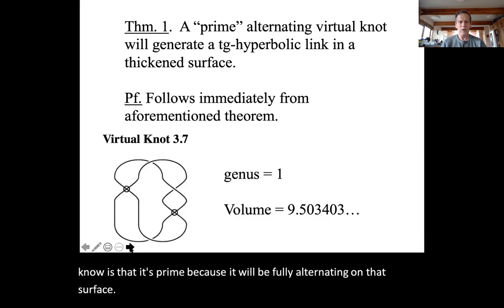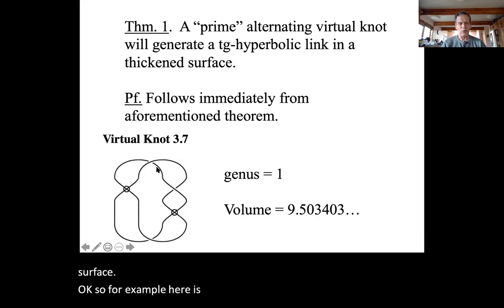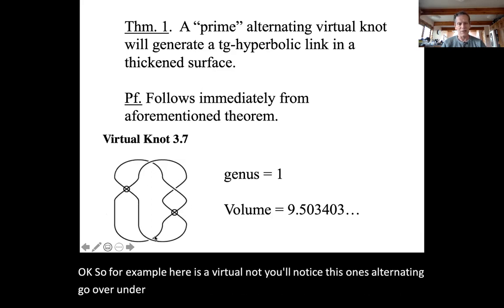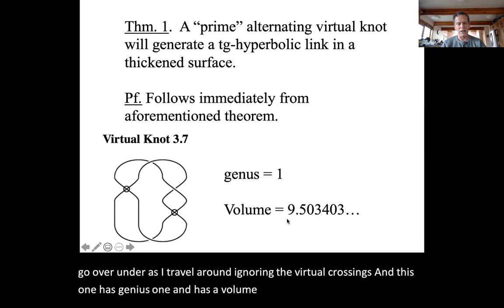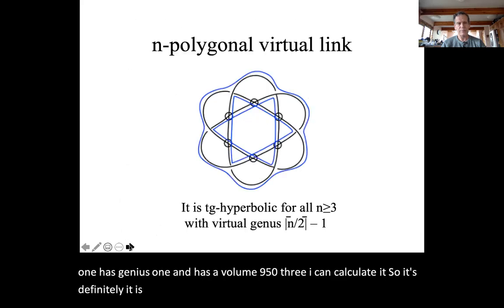Okay, so for example, here is a virtual knot. You'll notice this one's alternating. I go over, under as I travel around, ignoring the virtual crossings. And this one has genus 1 and has a volume 9.503. I can calculate it. So it is hyperbolic according to the theorem.